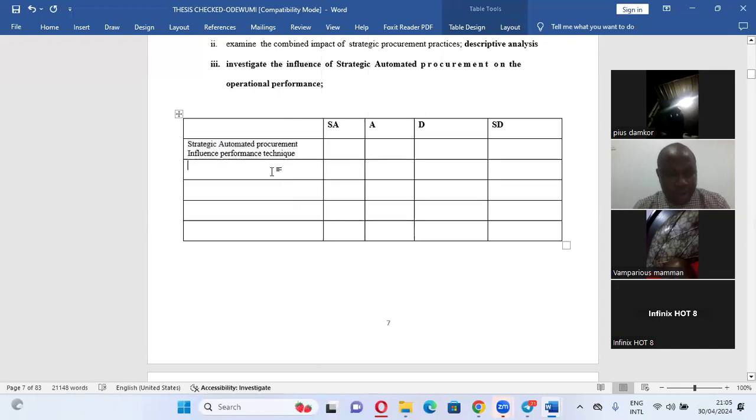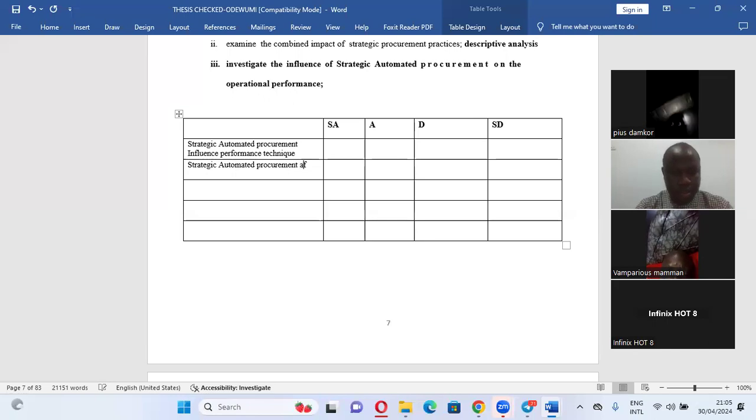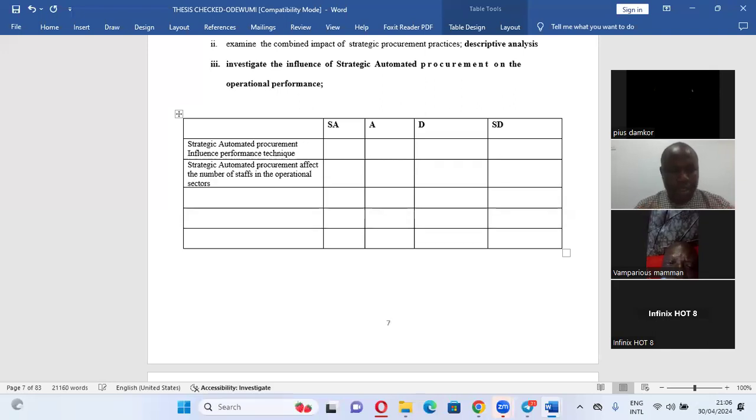So I can say the second one: strategic automated procurement affects, we are saying operational performance affects the number of staff in the operational sector. That's the second question. Now I can list all those questions out.